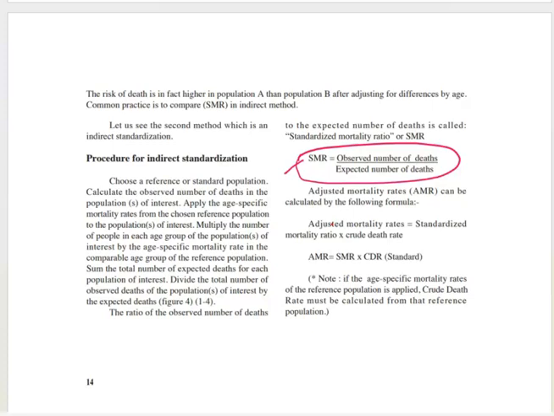So you see this formula written in this article: standardized mortality rate is observed number of deaths divided by expected number of deaths. Then adjusted mortality rate can be calculated by the following formula. Adjusted mortality rate is the standardized mortality rate times crude mortality rate. Note, if the age-specific mortality rate of the reference population is applied, crude death must be calculated from the reference population. So this is something new that we have to remember.